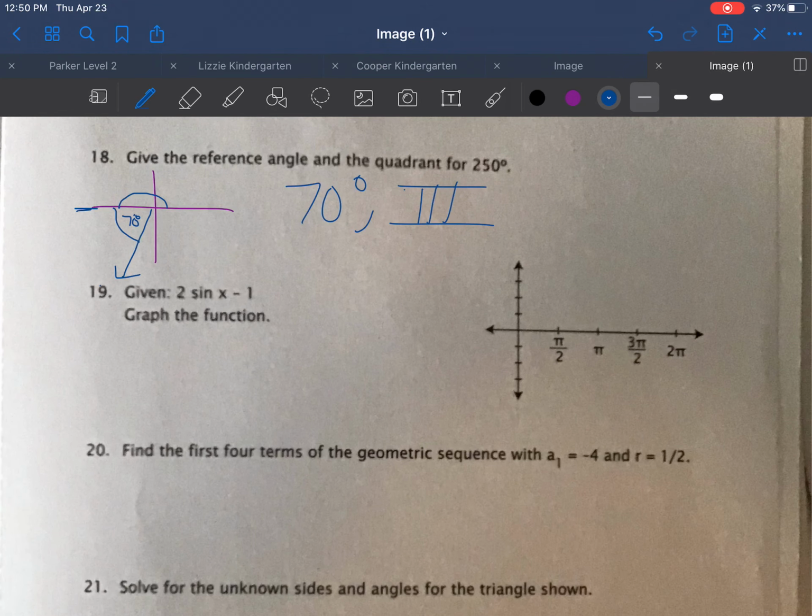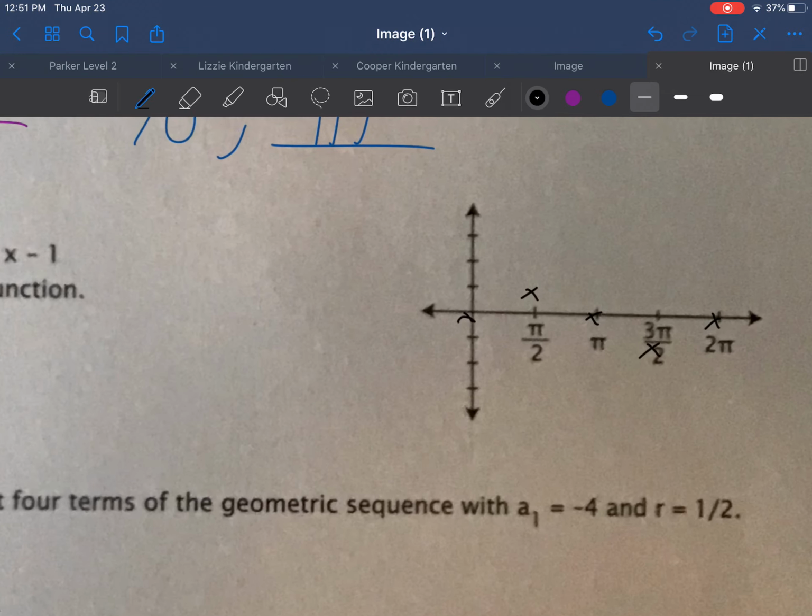We are going to graph this. So your normal parent function for sine, it came back to life. My pen was dead for a minute. The normal parent function for sine starts here at 0, and then it goes up to 1, and then 0, and then -1, and then 0. I'm going to zoom in.